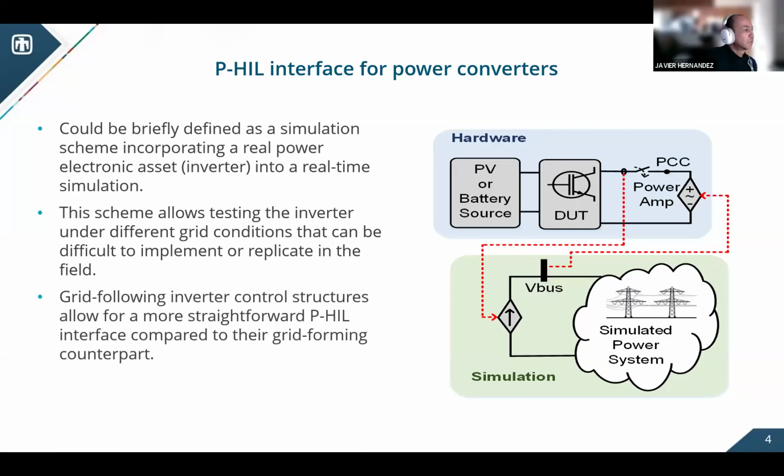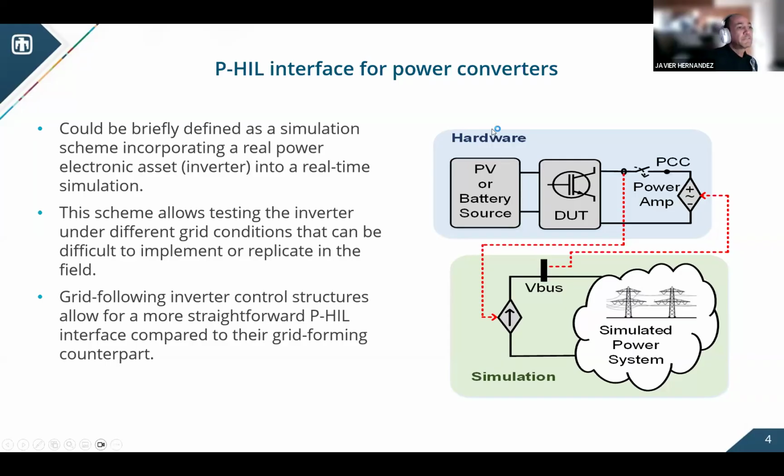The grid-following inverter control structures are relatively easy to interface in P-HIL scenarios. The figure here shows one of these cases, in which we have a simulated system where we can simulate different grid conditions. Then we identify a bus or a node where we want our device under test to interact. Once we identify the node, we sense the voltages at that node, and we use those voltages to drive a grid emulator. We provide the outputs of this grid emulator to the interconnection interface for the device under test. Once we interconnect, we sense the current at the hardware level, and we close the loop by feeding that current into our interconnection bus at the simulation site.